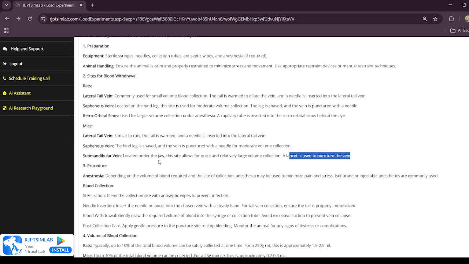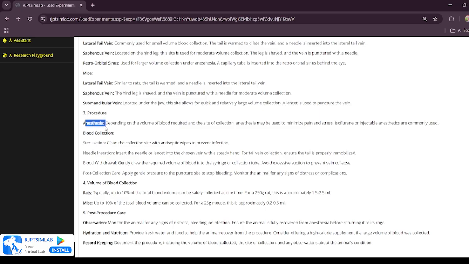The procedure of these techniques is, at first, the anesthesia, which depends on the volume of blood required and the site of collection. Anesthesia may be used to minimize the pain and stress. For example, isoflurane or injectable anesthesia are commonly used. For blood collection, there are four steps. The first is the sterilization. We have to clean the collection site with antiseptic wipes to prevent infection.